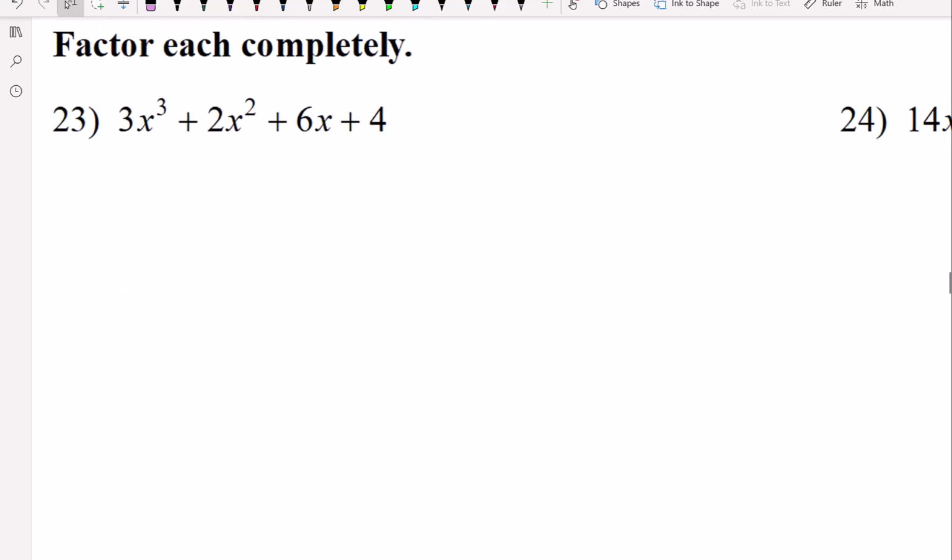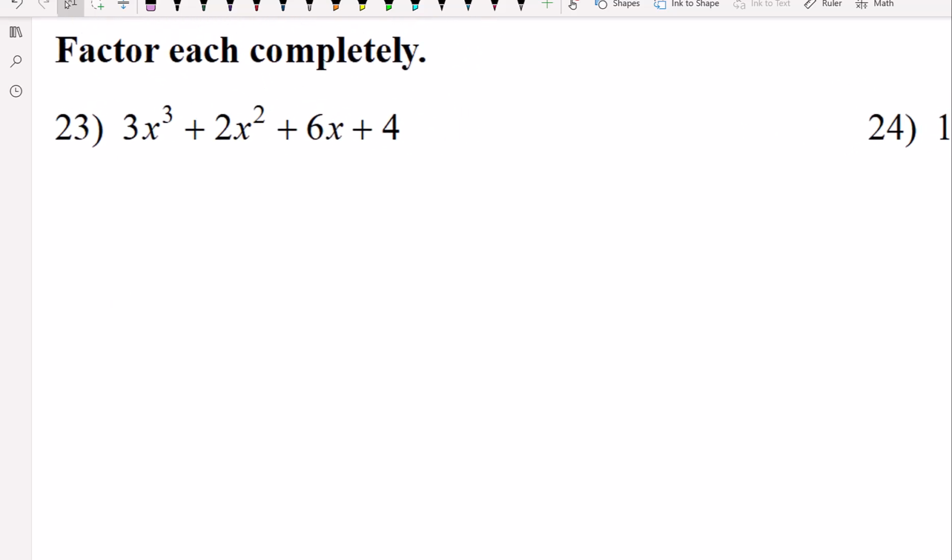Okay, these next two situations are just factoring. So there's no solving. Notice there's no equal sign, so you're not trying to find a value for x. This is just factoring skills. When there are four terms, almost always you're going to use what's called the grouping method.